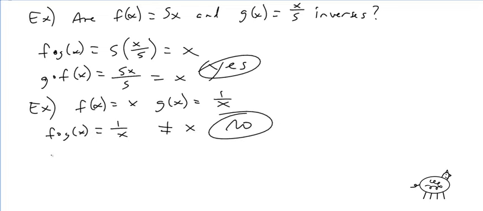And don't get fooled by saying, oh, well, let's do g of f of x. Because I put f of x into that, I get 1 over x. Now, these are equal. That's great. But they both have to be equal to x, and they're not. So the answer is no. Okay, those are not inverses of each other.